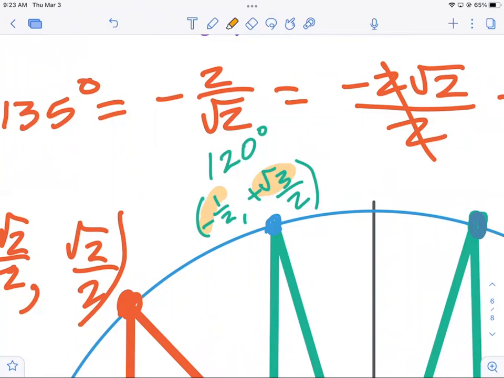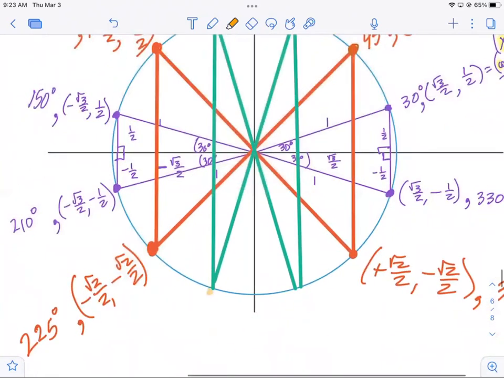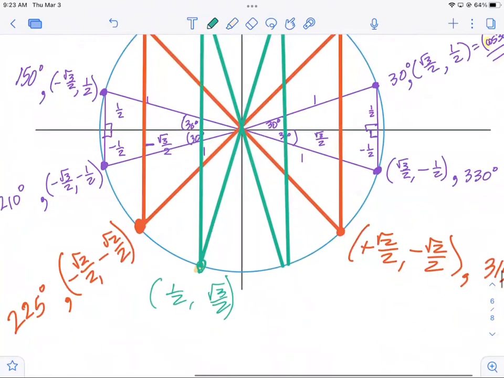Boom. We got them. We got them all. Let's rotate into quadrant 3. If it's a 60-degree reference angle, the ordered pair again is going to be some type of 1/2, some type of square root of 3/2. And now you're like, hey, I'm in quadrant 3. To get to that point on the circle, I go left and down.